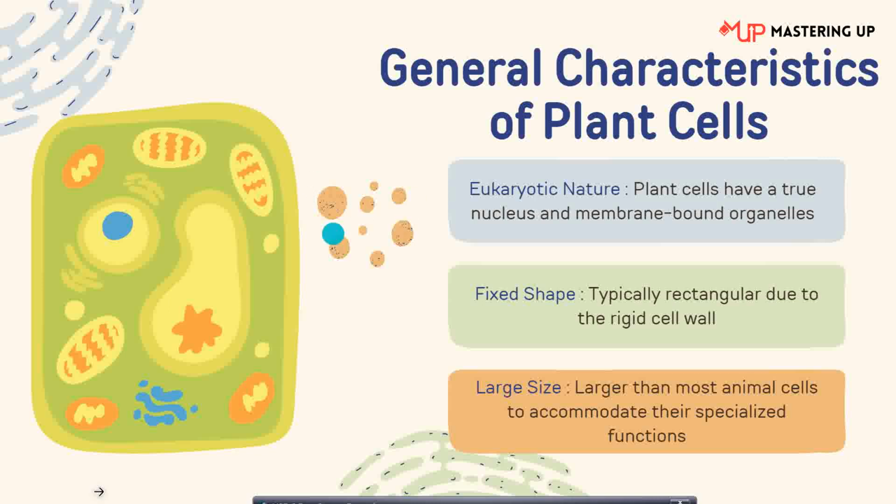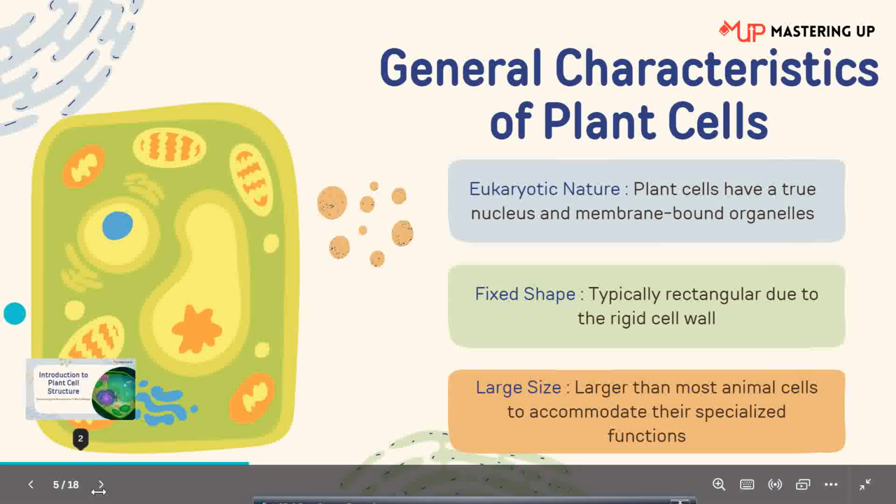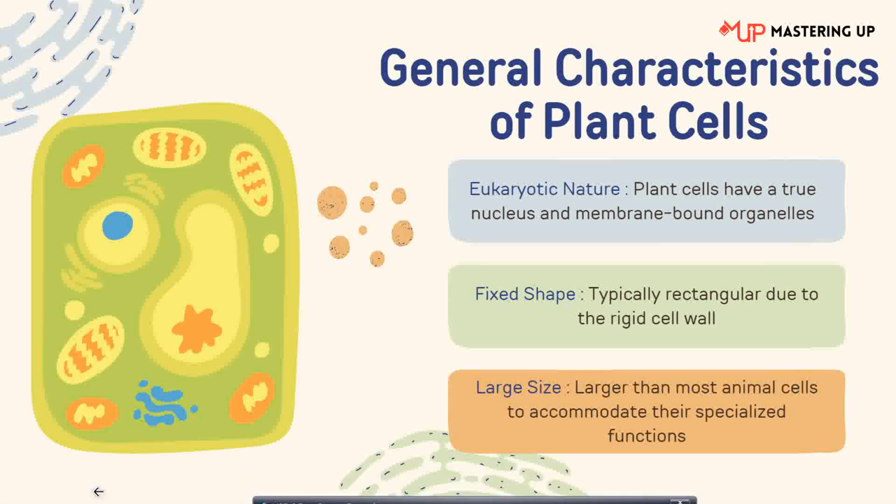This cell wall that is covering the plant cell is made up of non-living matter, so that's why it is rigid. So this cell wall is rigid, that's why the plant has a defined structure, a defined shape, that is, they are typically rectangular in shape.